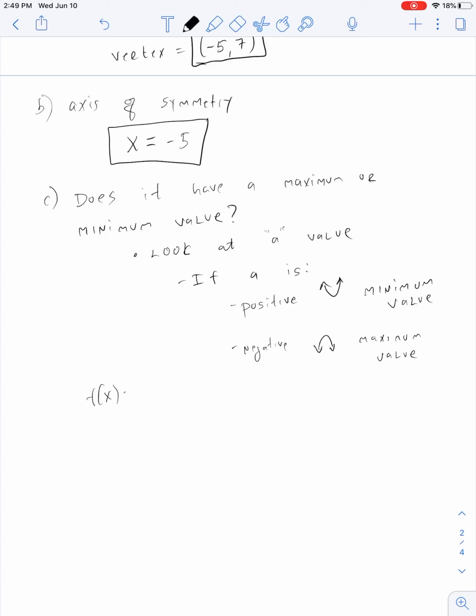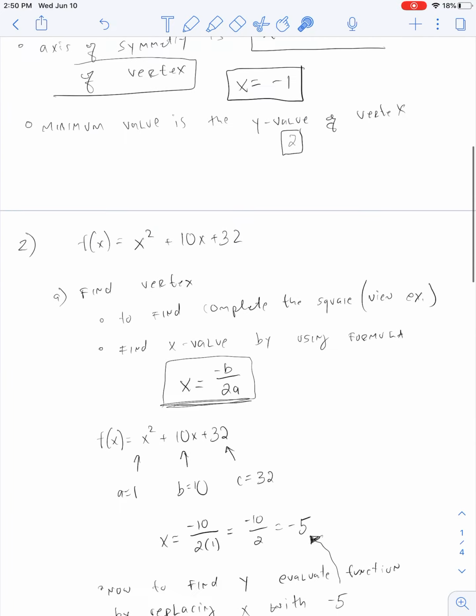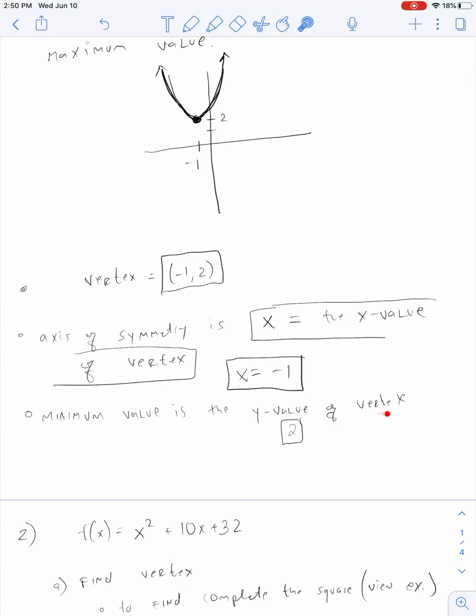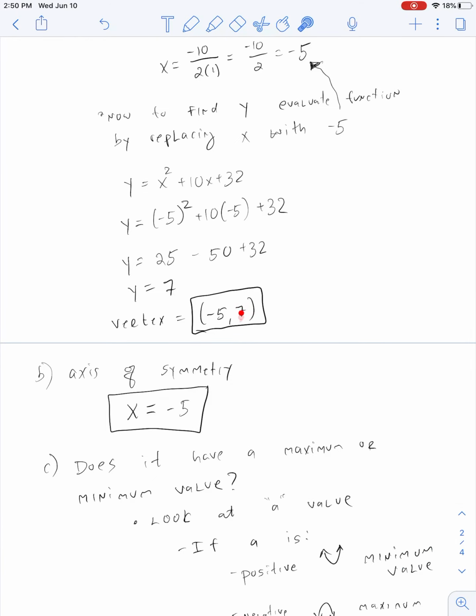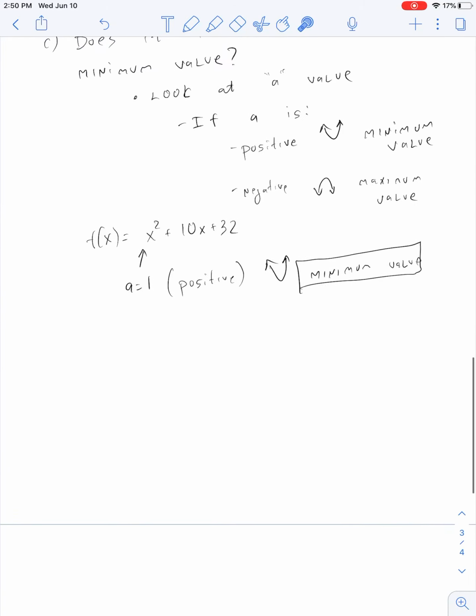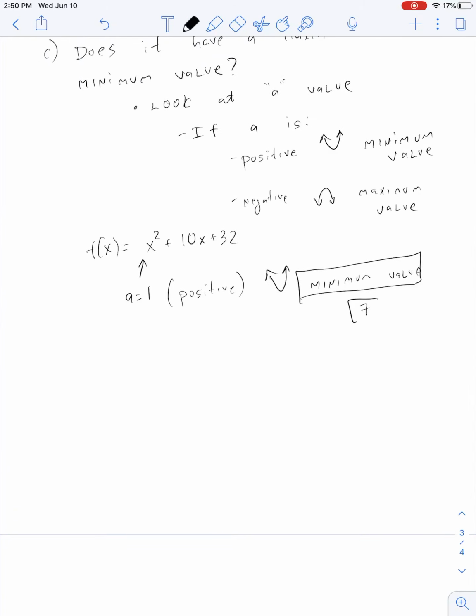So remember, our function was x^2 + 10x + 32. Here your a is 1, therefore it's positive, therefore it opens up, so it has a minimum value. And what is the value? We talked about this a little earlier, right? Once again, the minimum value is the y value of the vertex. So here our vertex was, y value is 7. So the minimum value here is 7.